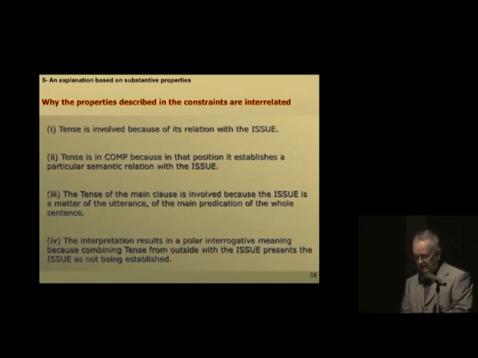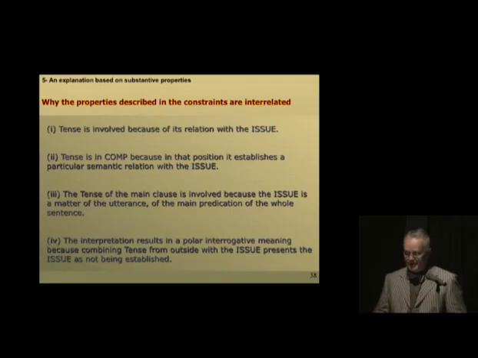So now we look at why the properties described in the constraints are all interrelated, the four constraints I named earlier on. Well, tense is involved because of its relation with the issue. There's a semantic thing going on between these two elements. Tense is in comp because in that position it establishes a particular semantic relation with the issue. The tense of the main clause is involved because the issue is a matter of the utterance of the main predication of the whole sentence. And finally, the interpretation results in a polar interrogative meaning because combining tense from outside with the issue presents the issue as not being established.